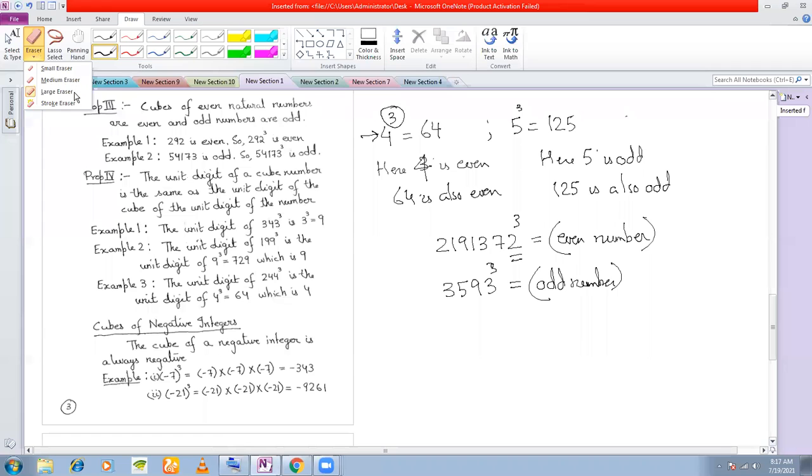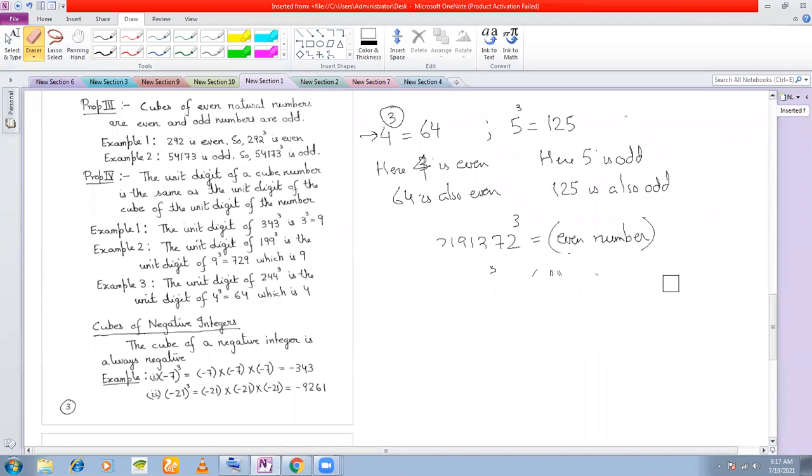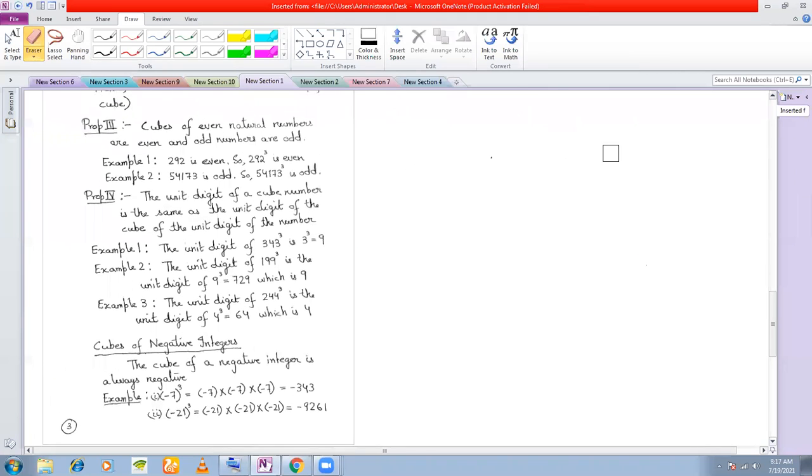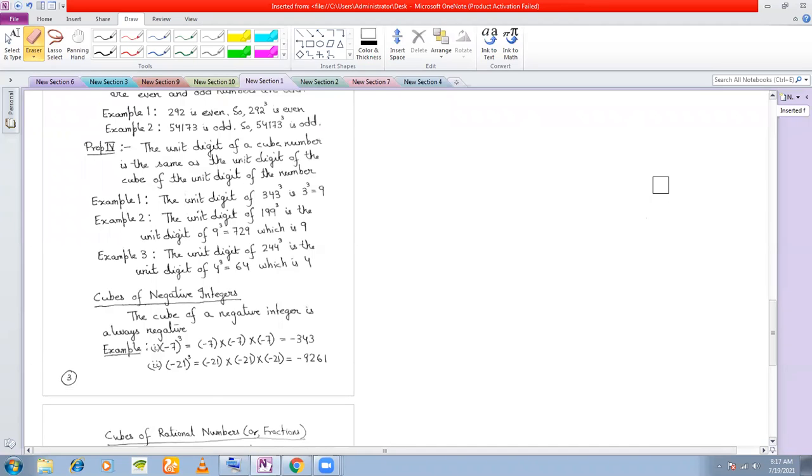Just as in case of squares, you had this. Moving on to the next property, again a very important one, which we shall be using here also: the unit digit of a cube number is obtained by cubing the unit digit of the number. For example, if I ask you what is the unit digit of this number, whatever you multiply, howsoever many digits you get, what should be the units digit here? 1.